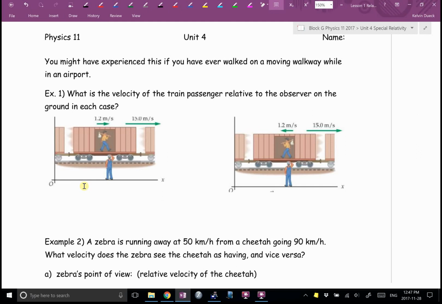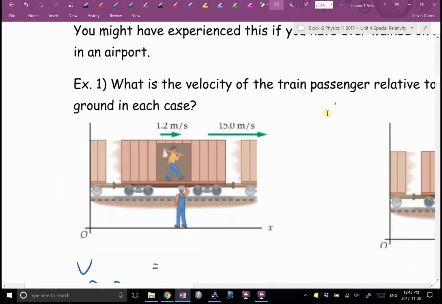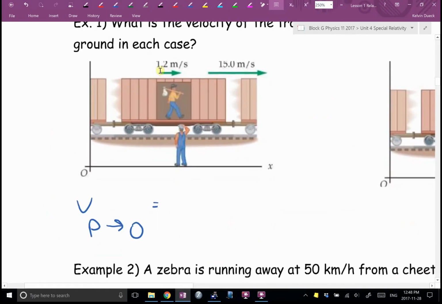Okay. So here's our first thought experiment. It says, what is the velocity of the train passenger relative to the observer on the ground in each case? So we're going to say, what is the velocity of the passenger relative to the observer in each case? First of all, how fast is the passenger walking in the first example? Let me zoom in so you can see. How fast is the passenger walking?